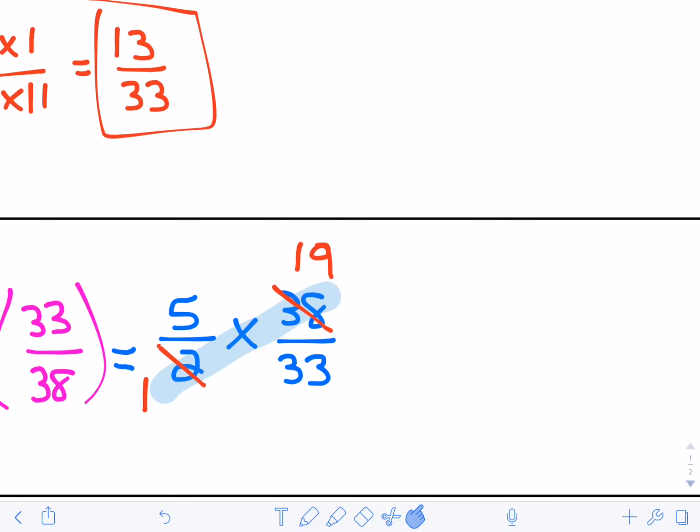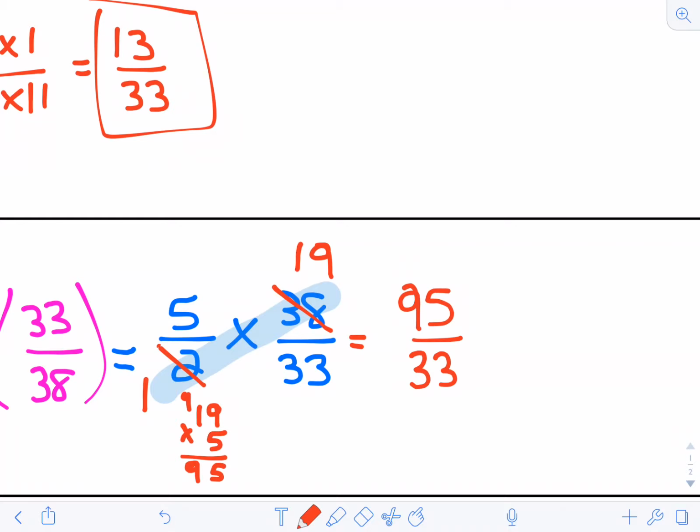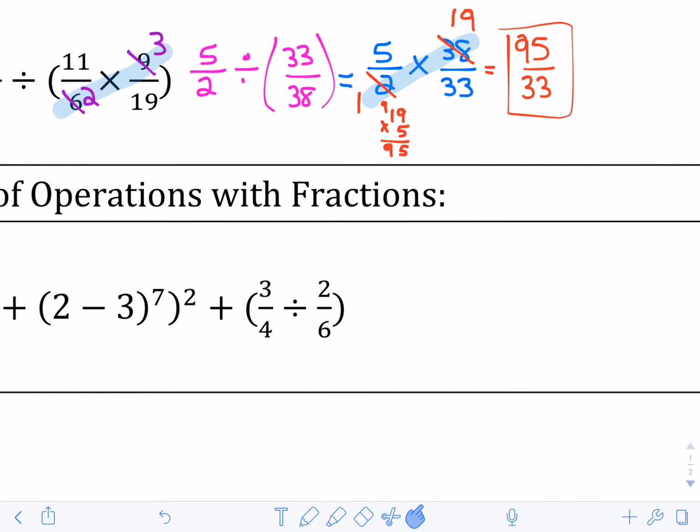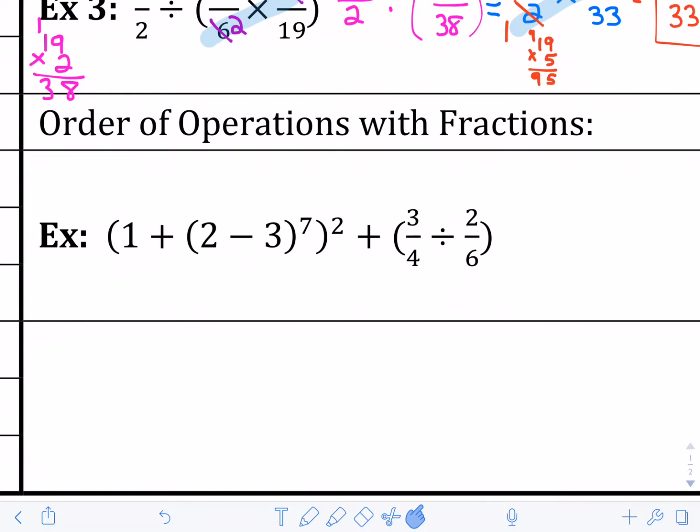All right, so then we're going to multiply this across. So over here I'm going to do 19 times 5. When I multiply that out, 5 times 9 is 45, carry my 4. 5 times 1 is 5, 5 plus 4 is 9. So we're going to have 95 over 1 times 33, which is just 33. And again, I can't reduce this because 33 is just 3 and 11, and neither one of those numbers go into 95.